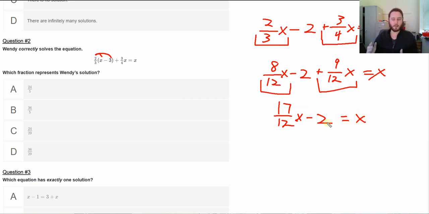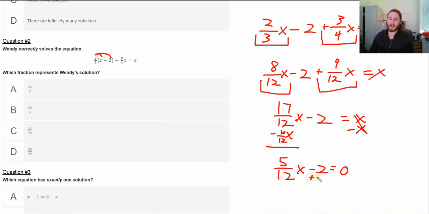From here, although it looks strange, you are still going to just follow the same exact process as you normally would. You're going to go ahead and subtract your smaller x from both sides. So I'm going to subtract 1x from both sides. That is 1 over 1x, which is the same as saying I'm subtracting 12 over 12x. So that's really just going to leave me 17 minus 12 leaves me with 5/12 of x. Minus 2 equals x minus x would equal 0.